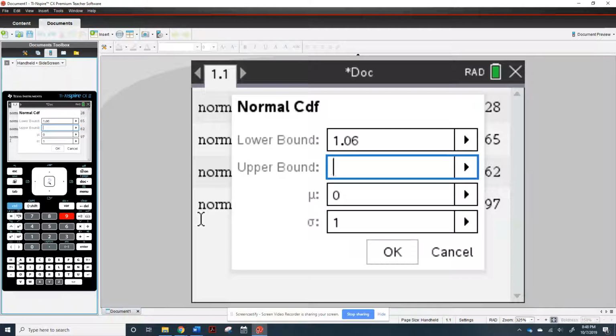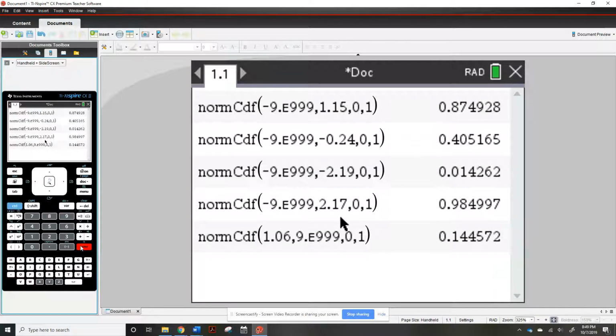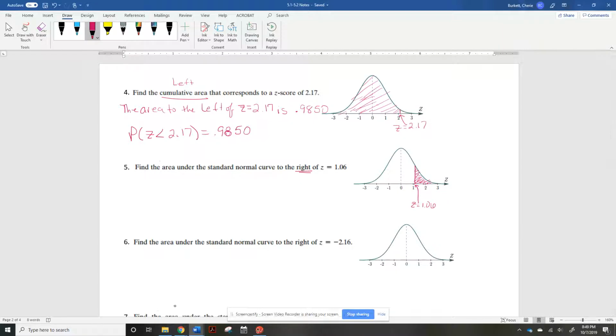So that's 9EE999. Mean is 0, standard deviation is 1. Tab, tab, tab. Press OK, and we get 0.1445. That 5 is going to round up to a 6. 0.1446. So this area right here is 0.1446.